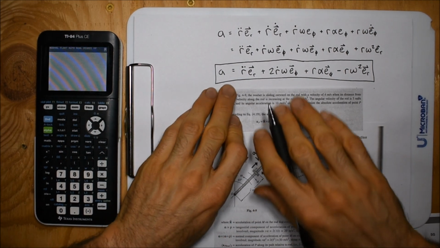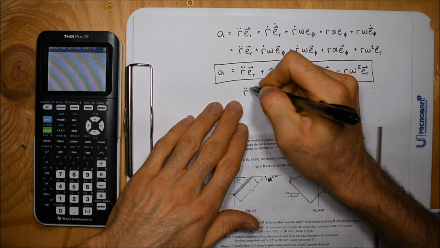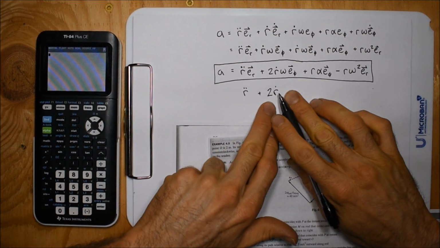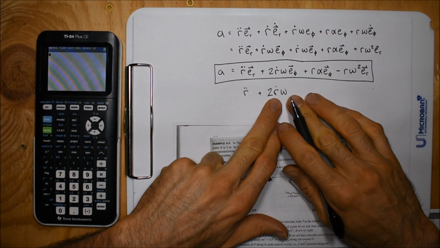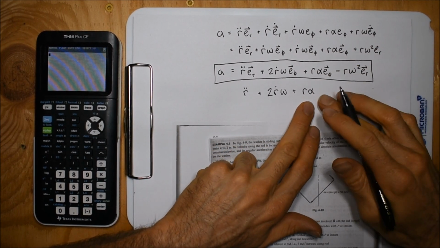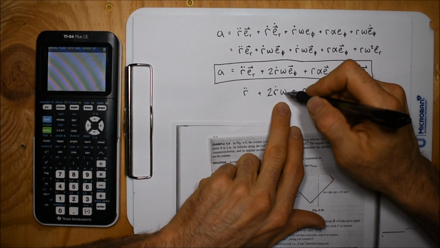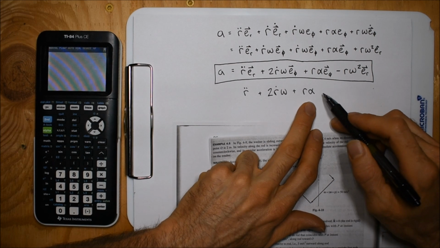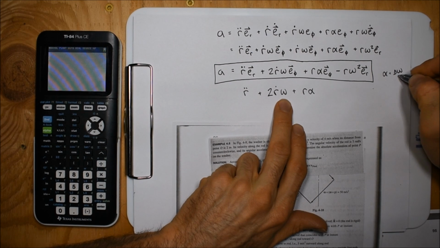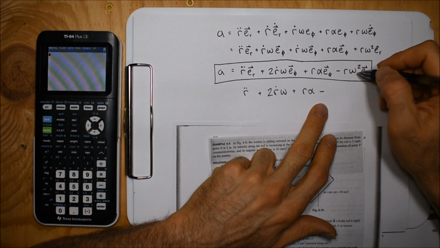It looks ridiculous. We just have r double dot, the acceleration of the radius, plus 2 times the velocity of the radius times the angular velocity, plus the radius times the angular acceleration. This is in radians per second, and this is the change in radians per second over the change in time. Then minus the tension in the string.